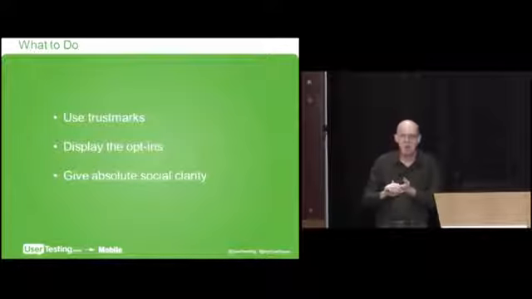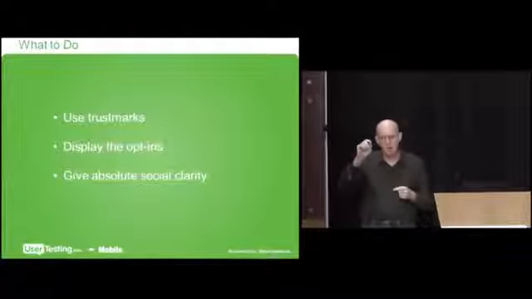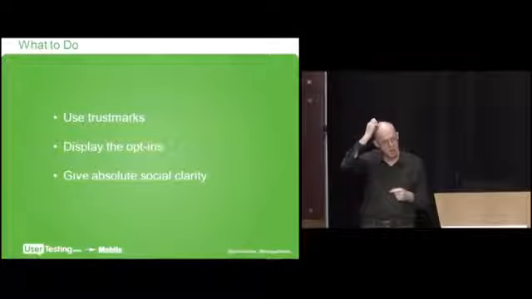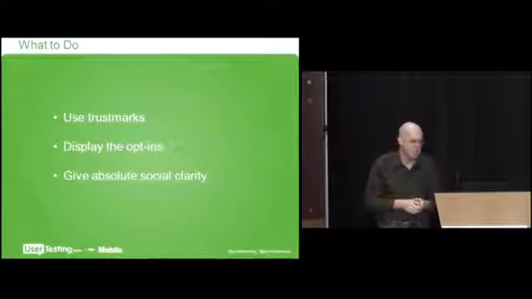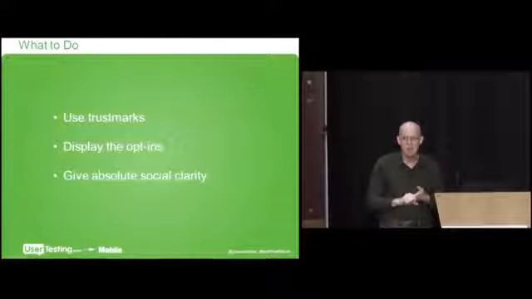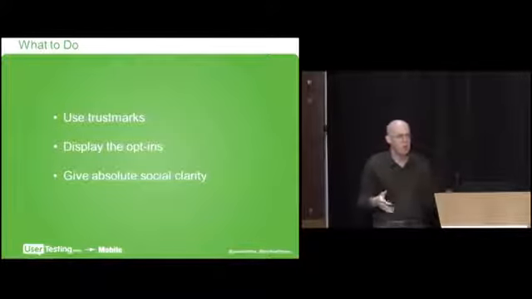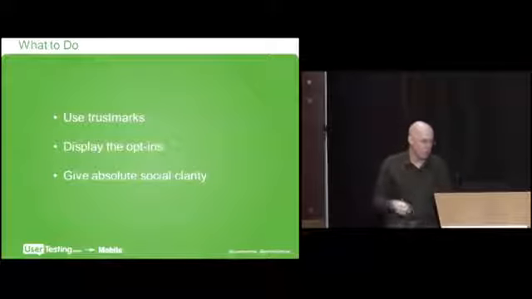Second, display the opt-ins very prominently. So if you're going to be opting into a mail list or something like that, you need to be able to have that control, and don't go hide it down in some subsidiary screen. And then finally, give absolute social clarity. Let them know if you're going to post, or tell them you're not going to post so that they won't be afraid of pushing a button.